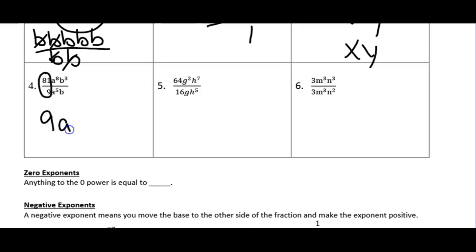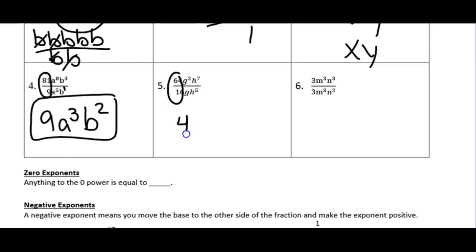There's more a's on top. How many more? 3. There's more b's on top. How many more? 2. Because there's 3 on top, 1 on the bottom. So one of them is going to cancel from top to bottom. 64 divided by 16 is 4. Looking at my g's, there's more on top. There's 2 on top. And how many more are up there? There's 1 more. Looking at my h's, there are more on top. How many more are up there? There's 2 more. Or 7 minus 5 is 2.